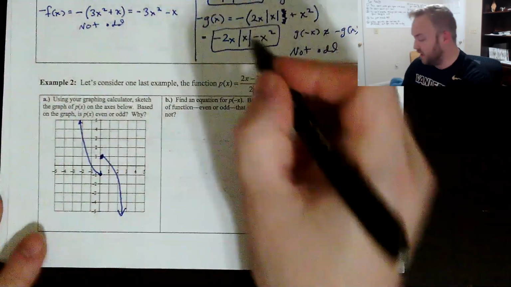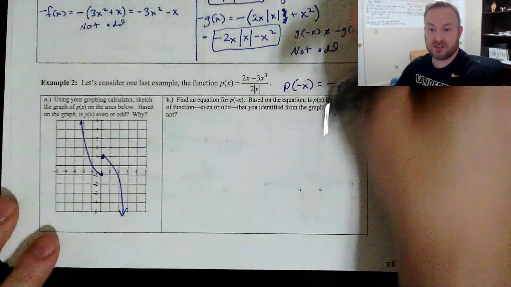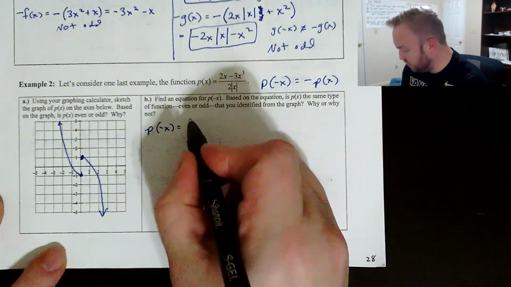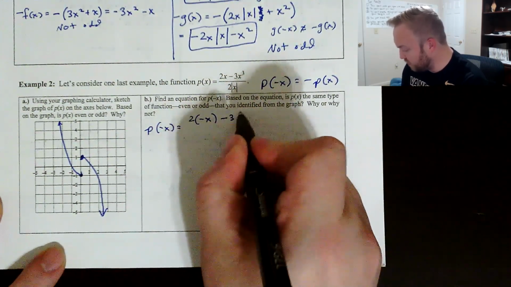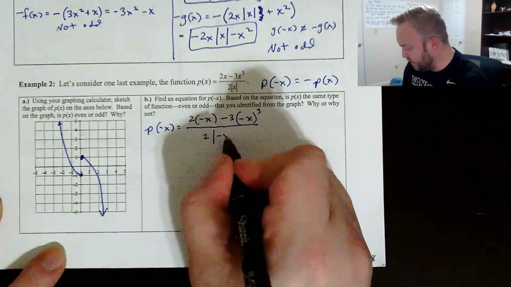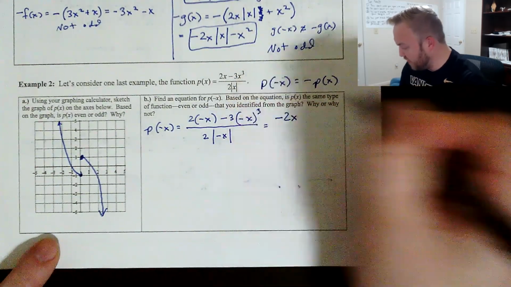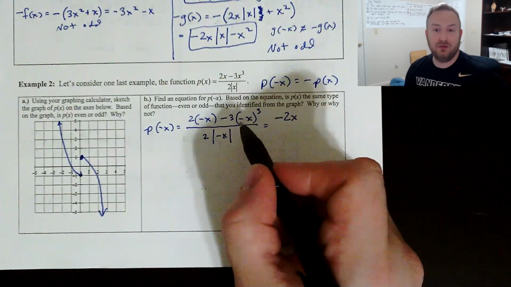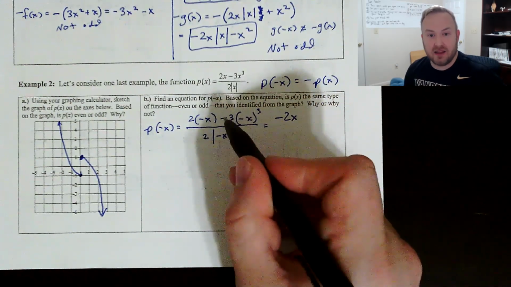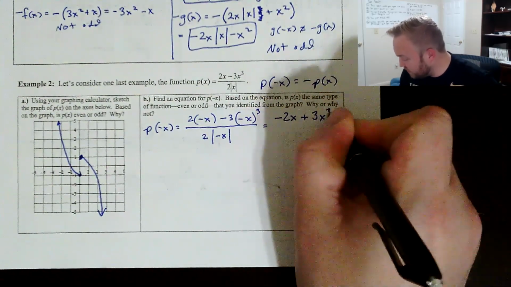Let's go through and just see if it does. So odd means p of negative x equals negative p of x. Let's test it out and see what happens. So p of negative x would be 2 times negative x minus 3 times negative x cubed. On the bottom, we'll have 2 times the absolute value of negative x. You multiply 2 times negative x and you're getting negative 2x. Now, if you cube a negative, you're going to get a negative. So this is negative, and then we're multiplying that by negative 3. So we'll have a negative times a negative, which will make a positive 3x cubed.